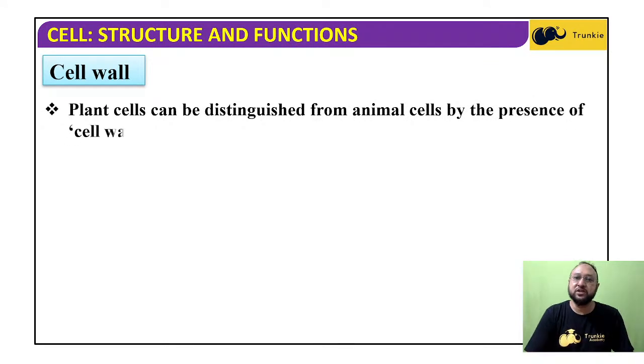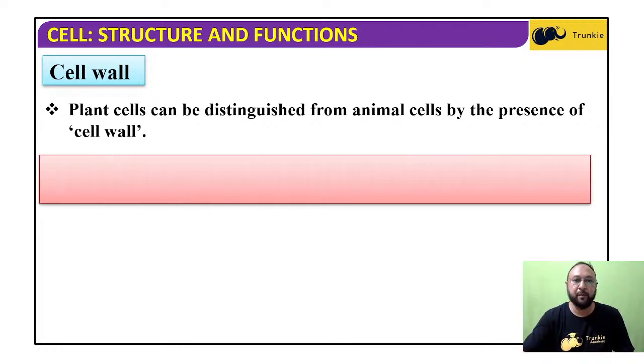Plant cells can be distinguished from animal cells by the presence of a cell wall, that I have told you many times before when I was discussing the prokaryotic and eukaryotic cell. So that is one of the biggest differences between the plant cell and animal cells, where we find that the cell wall is present only in plant cells, not in animal cells.